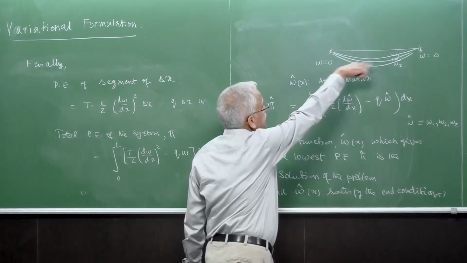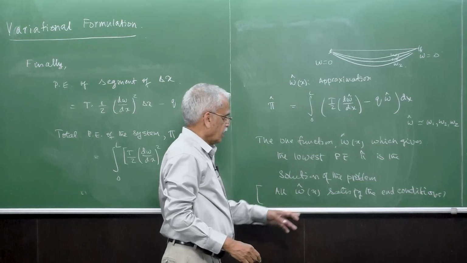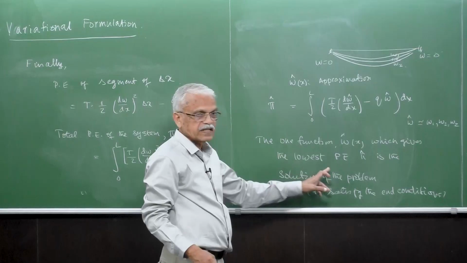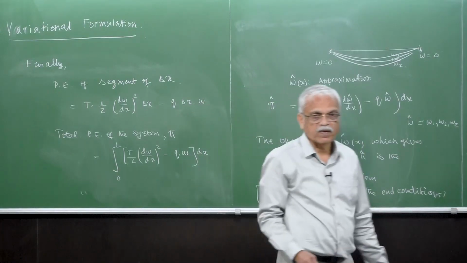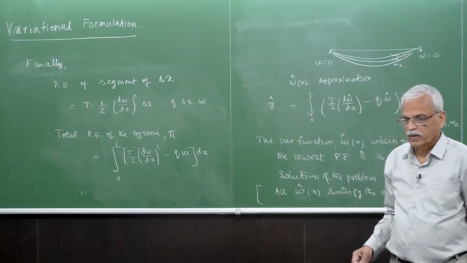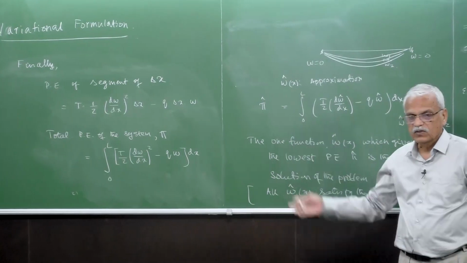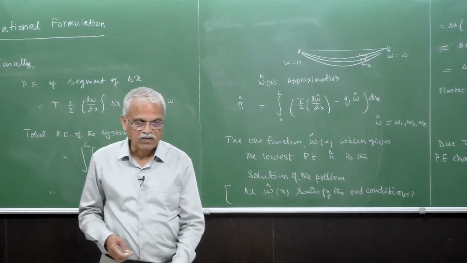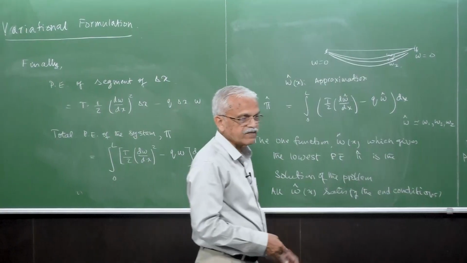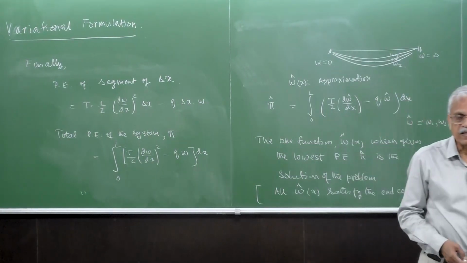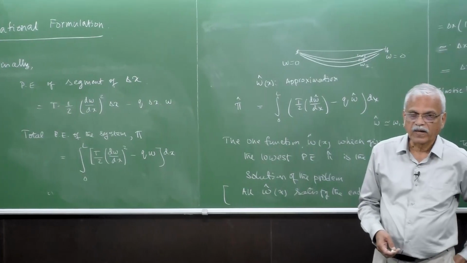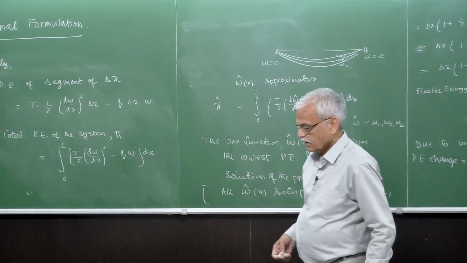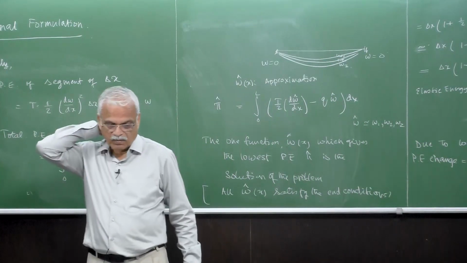So out of all these W hats which satisfy the boundary conditions, the one which gives you the lowest potential energy is the solution of the problem. So what do we mean by this one? In fact, we have posed this problem, this string problem, in two ways. Earlier also we have posed this problem in a differential equation form. So that is d square W by dx square plus q is equal to 0. So that was the governing equation in the form of a differential equation.